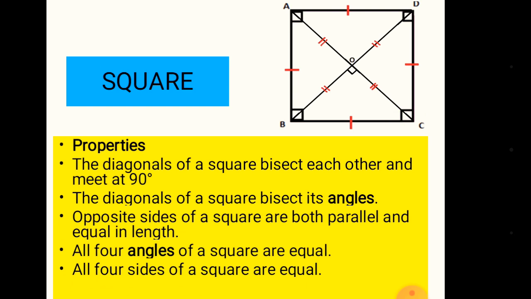Also, all four sides of a square are equal. Also, the diagonals of a square are equal. So, all four angles, four sides and diagonals are equal in a square.